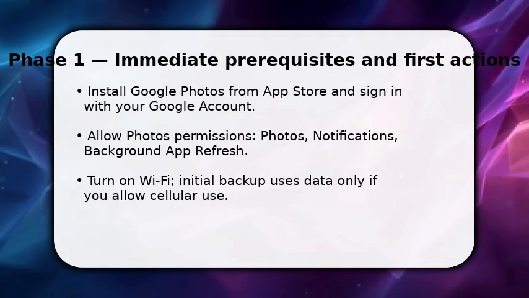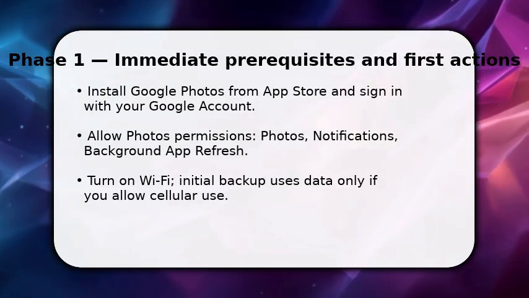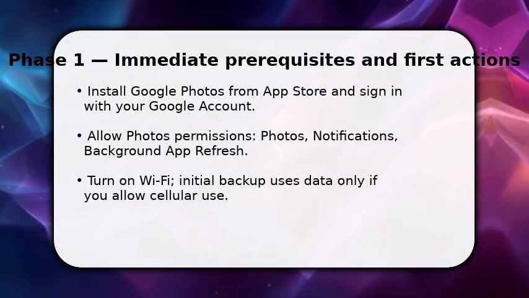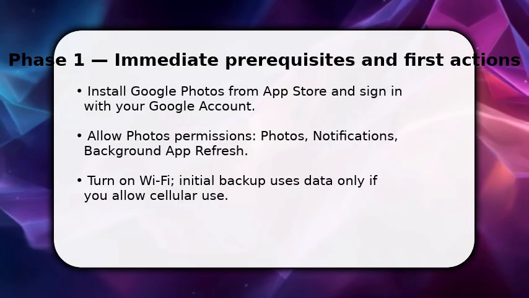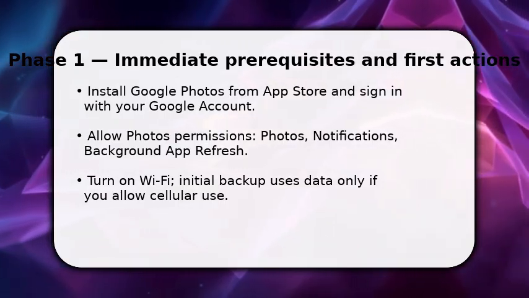You start by installing and signing into Google Photos so your library can sync. Once done, grant Photos and Notifications permissions. That lets the app scan and backup images. Make sure Background App Refresh is enabled so backups continue when you switch apps.